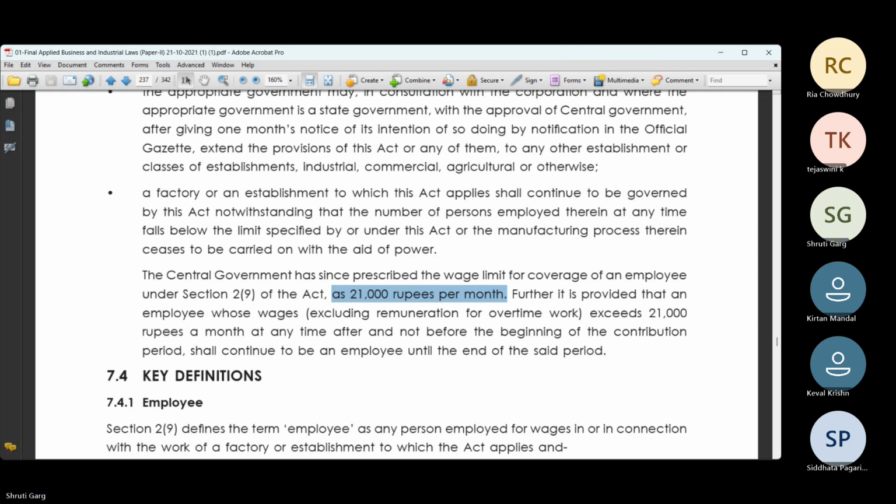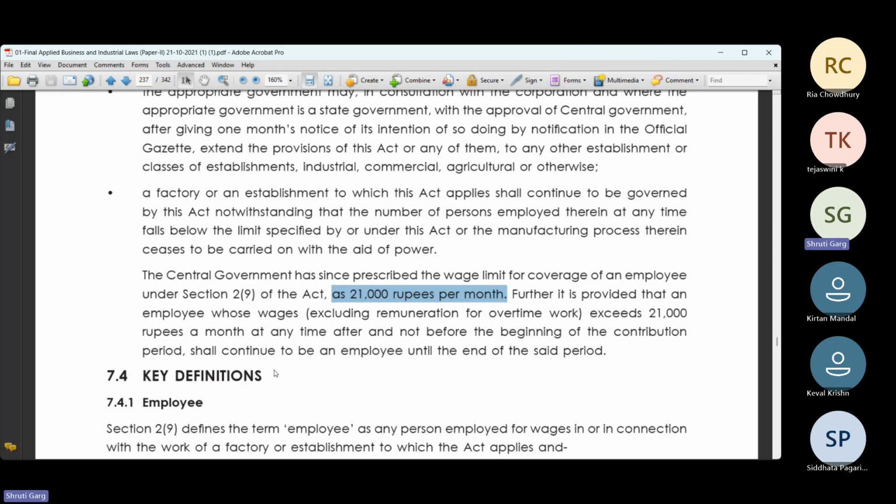Means, the ESI is applicable to a factory when 10 or more persons are employed there, right? And once it is applicable, then it will be continued. But which employees will be covered in the ESI? Those employees whose wages are a maximum of rupees 21,000 per month. Clear?